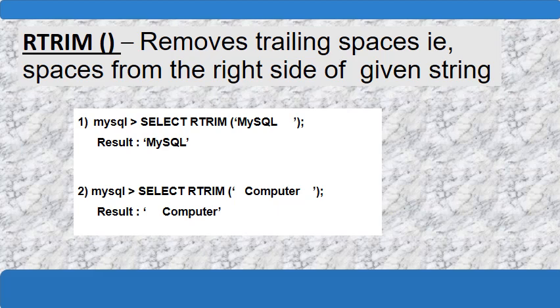Second example, select rtrim(' computer '). Here computer has blank spaces on both the left side as well as the right side. So here this rtrim will remove only the right side blank spaces. Please check the output.